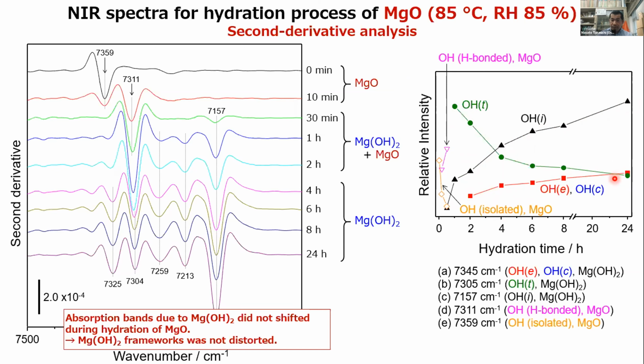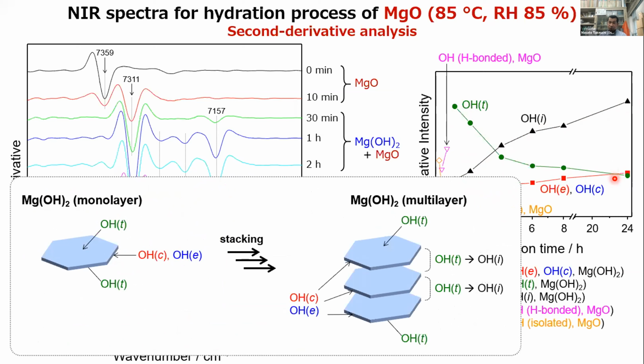I mean, in case of monolayer, both sides can be OH terrace, but when several Mg(OH)2 sheets are stacked, OH terrace interact with each other to form interlayer OH groups.